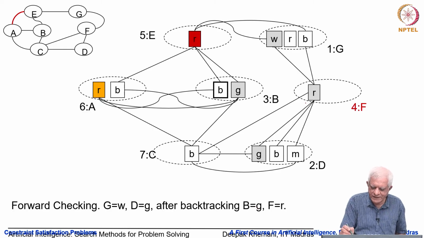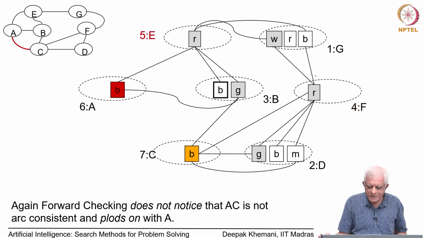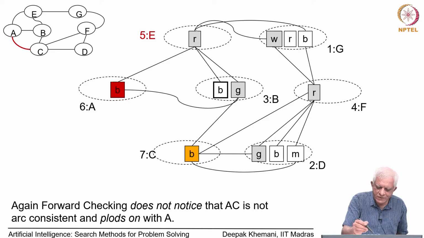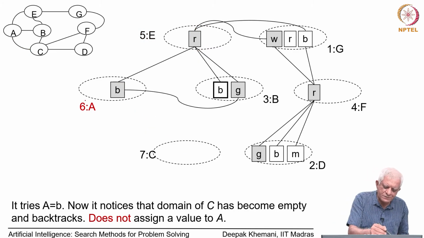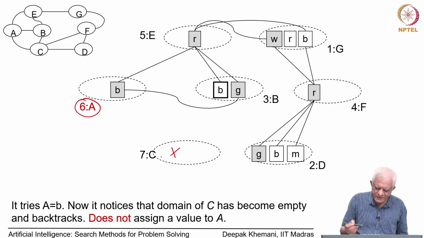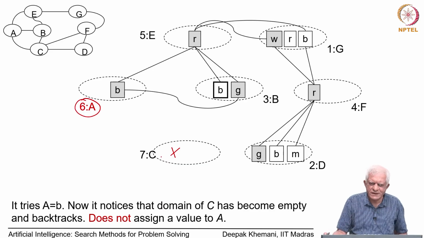So, it is again going to consider a value R for F, and then after F it is going to consider a value R for E. It still does not see that these two are inconsistent. So, it selects the value, and only when it comes to variable 6, which is A, then it deletes the value for C. It notices that it is empty, and then it backtracks. So, this gives a little bit of flavor of how forward checking works essentially.